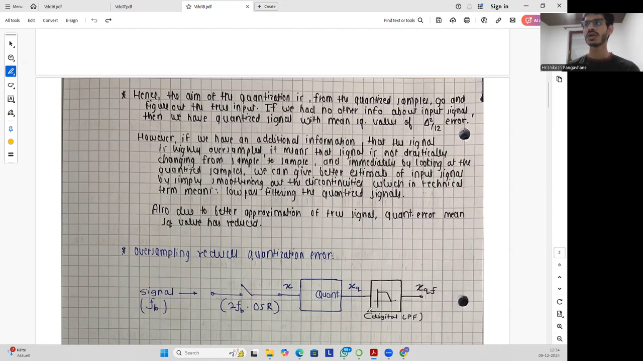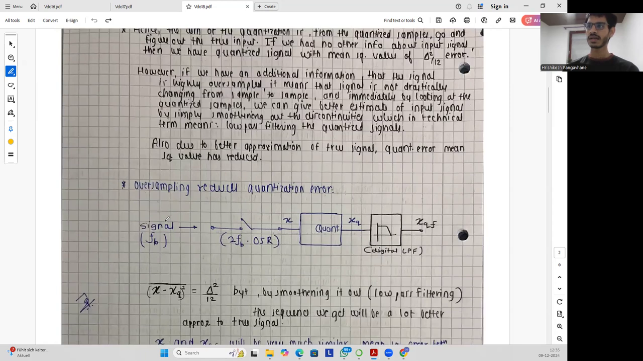So also, due to the better approximation of the true signal, the quantization error mean squared value has reduced. It's not delta square by 12 anymore; it is much lesser than that. So basically, oversampling reduces the quantization error, because the difference was delta square by 12 and now it is reduced. That was our quantization error, right? So what is the conclusion? The conclusion is oversampling reduces the quantization error, but there is a method of doing that.